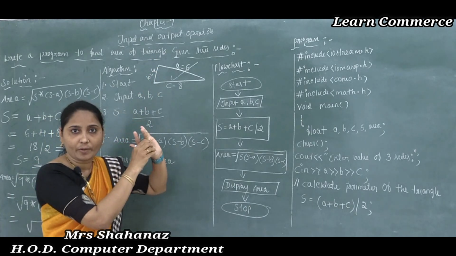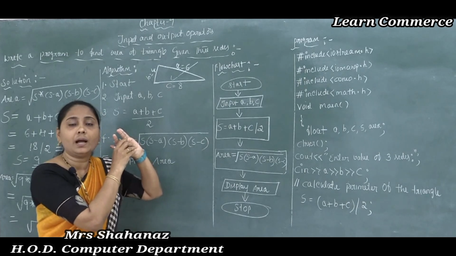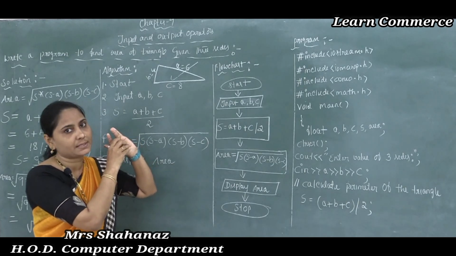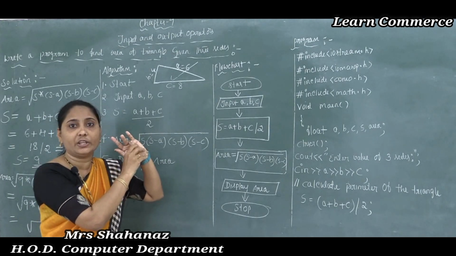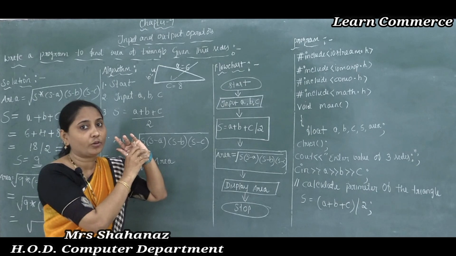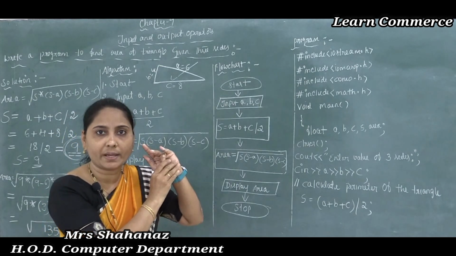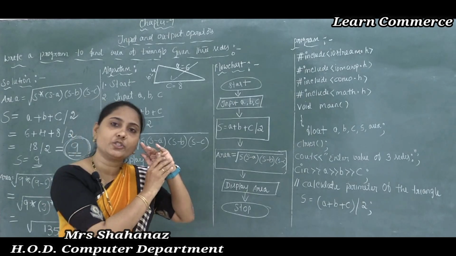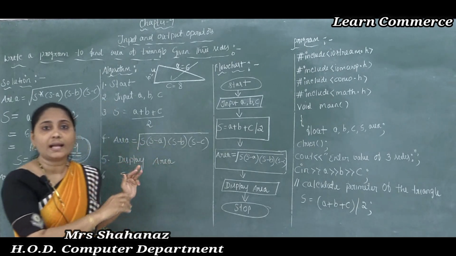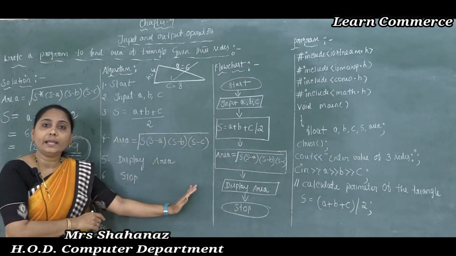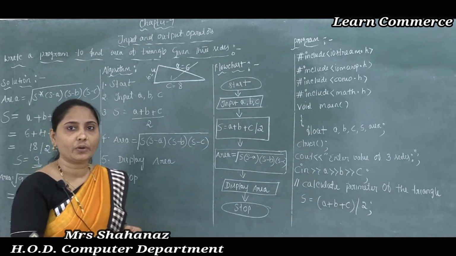After inputting the values, later you have to make the calculation for the semi parameter. S is equal to a plus b plus c by 2. After that calculation is done, what do you do? You go to calculate the area of the triangle. So we know the formula: s into s minus a into s minus b into s minus c. And lastly, after getting the result, that is called step 5, display the area of the triangle or area, and lastly we are going to stop the program, correct?